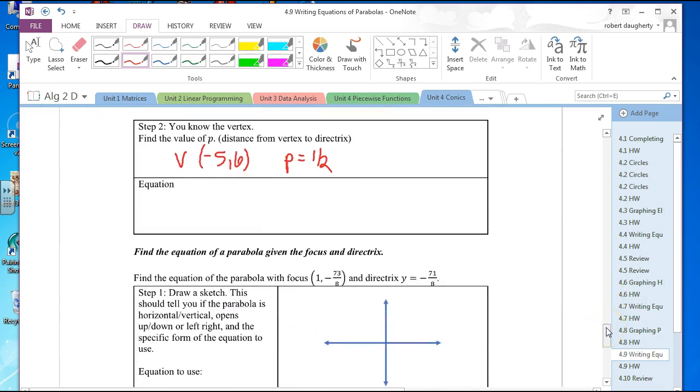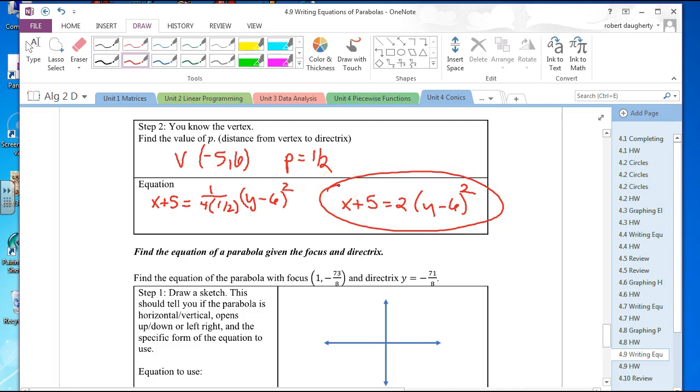So this equation is going to be x plus 5 equals 1 over 4 times 1/2 times y minus 6 squared. What's 4 times 1/2? 2. So this is just x plus 5 equals 2 times y minus 6 squared.